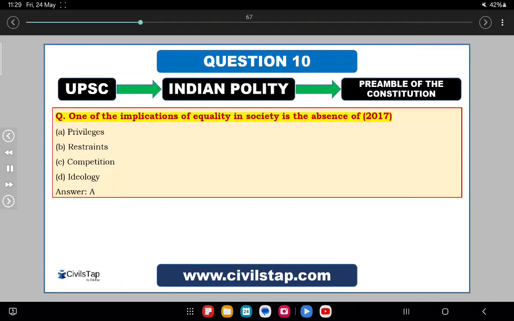Question 3. One of the implications of equality in society is the absence of (2017): A. Privileges, B. Restraints, C. Competition, D. Ideology. Answer, A. Question 10. UPSC Indian polity, Preamble of the Constitution.